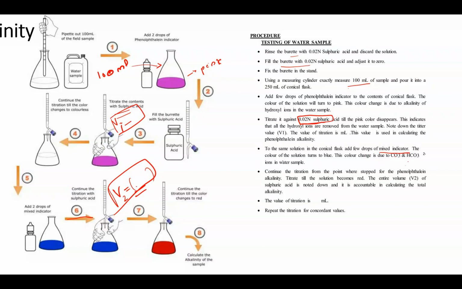So I have to check the mixed indicator. I think this mixed indicator will change the solution to CO3 and HCO3 2 minus ions. But the mixed indicator, I thought. Okay. So you're doing lab in this?